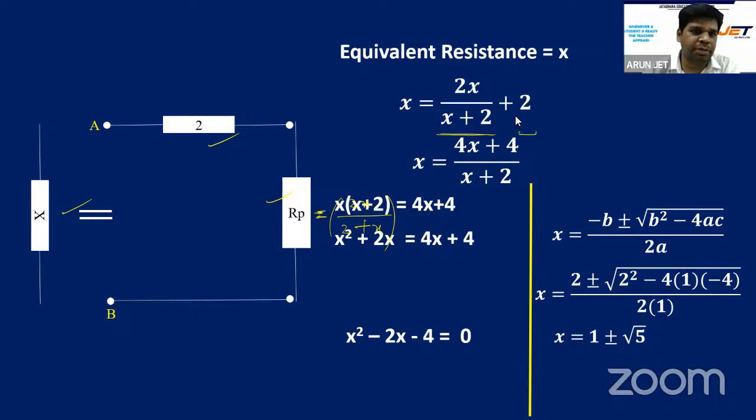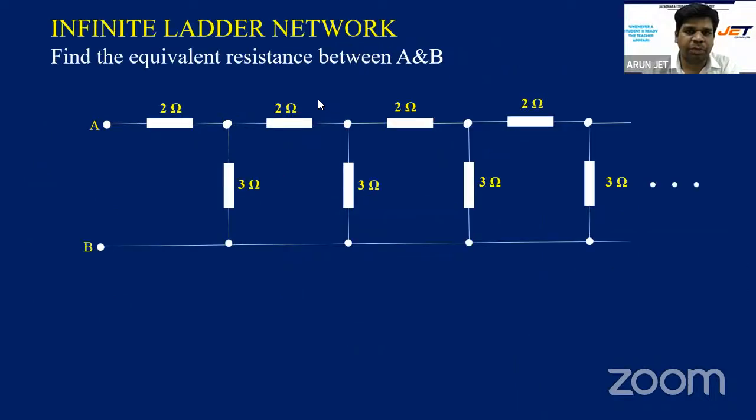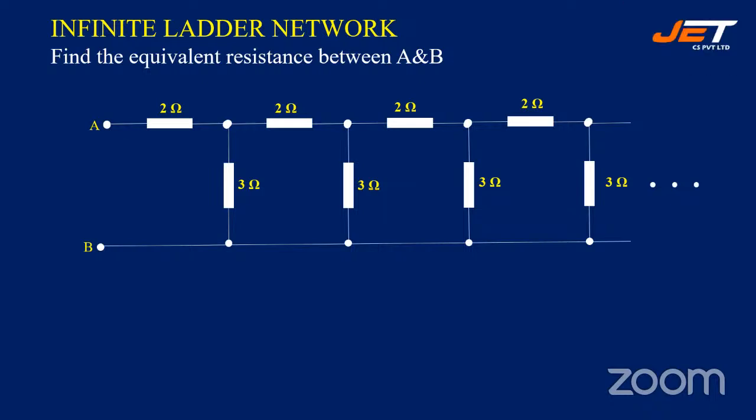Students able to hear me? All right, let me go for the next example. Here is the next example, where we have got two different resistors, 2 and 3, connected in a ladder pattern. Excuse me, ma'am, is my voice audible? Yes, sir. You're audible. All right, ma'am, thank you.